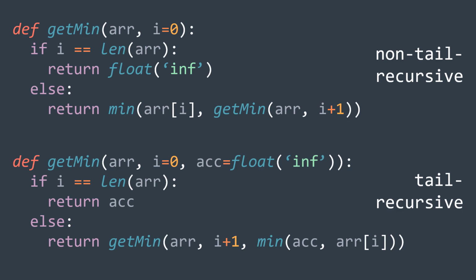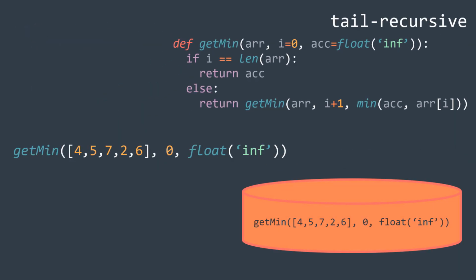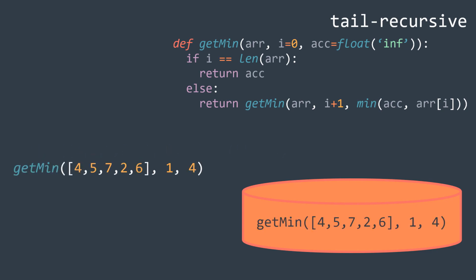So in code, we add the parameter acc that starts at infinity, then if i is equal to the length of R, we return acc, else we return getMin(R, i plus 1, the minimum between acc and R of i). Let's see an example with the array 4, 5, 7, 2, 6. The initial function call is getMin(R, 0, infinity). It returns getMin(R, 1, 4).